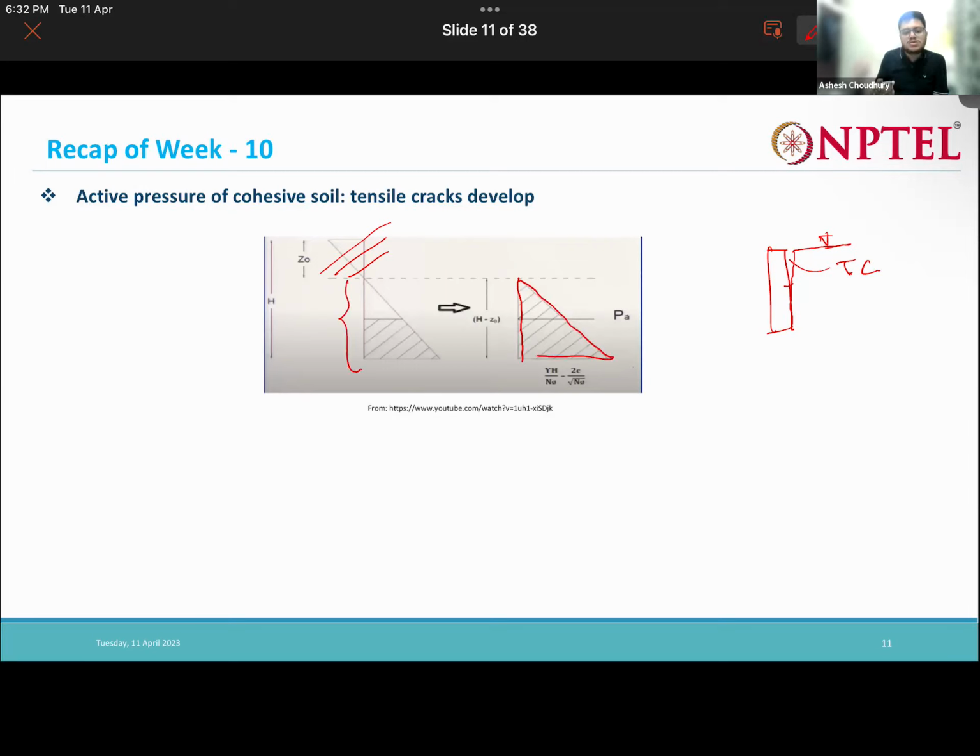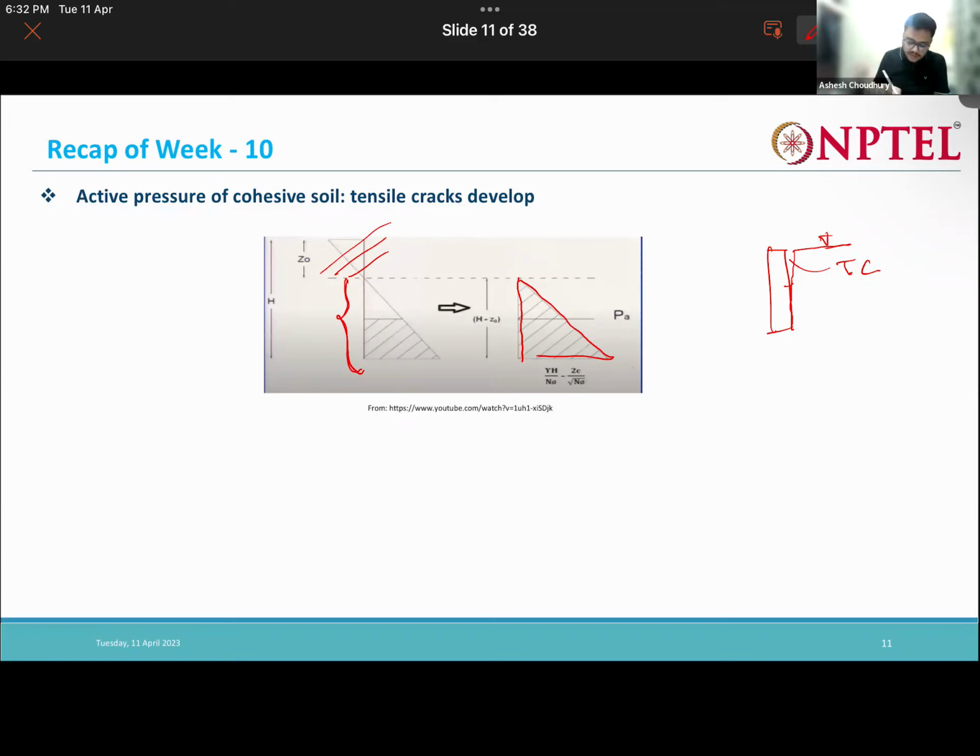Say there can be a case when tension cracks develop. Sorry, I was saying that when tension cracks develop, this total area will give my PA, the area of this complete triangle. Okay, when tension cracks develop.